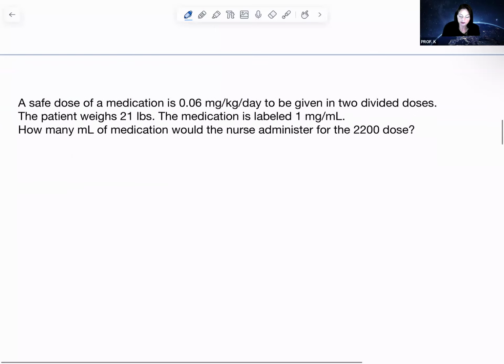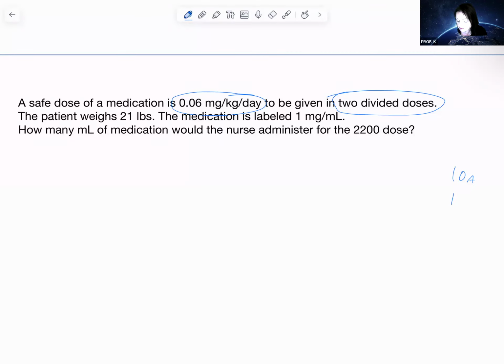So let's look at this question. The safe dose of a medication is 0.06 milligrams per kilogram per day. It's going to be given in 2 divided doses. That means the patient's going to get it twice a day. So maybe they're going to get it at 10A and 10P. Let's say 10A and 10P, right? That means 2 divided doses. 10 a.m. and 10 p.m. you're going to give this drug.